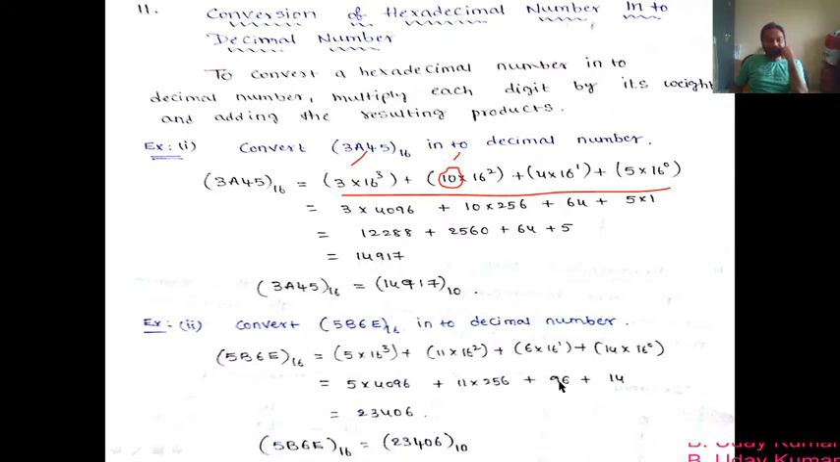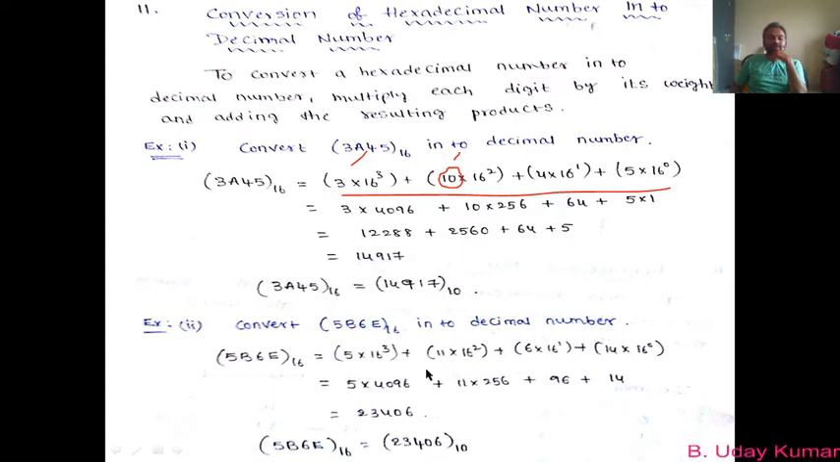So now substitute the values. In place of 16 cube you get 4096, in place of 16 square you get 256, and 16 power 1 is 16, and 16 into 6 is 96, and 16 power 0 is 1, and 1 into 12 is 12.